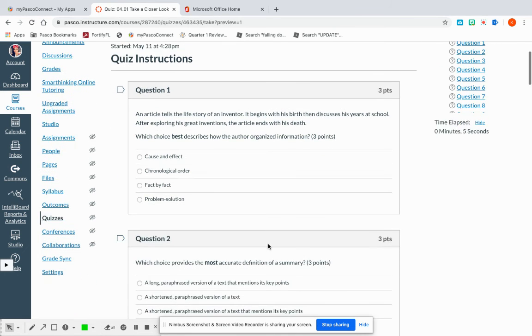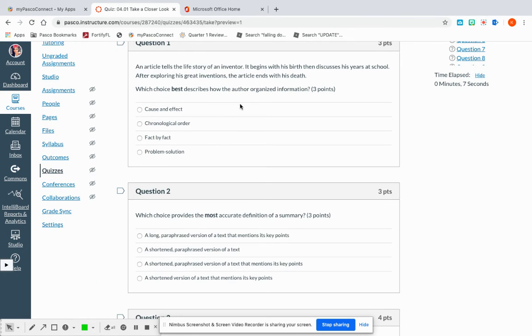So this is going to be questions about how is the information organized. So is it cause and effect? Because this happened, this is the result. Is it chronological order? Is there some kind of time sequence? You know, first, next, last. Is it just fact by fact? Or is there a problem and then there's a solution? And so you have to figure out by reading and figuring out how it's organized.